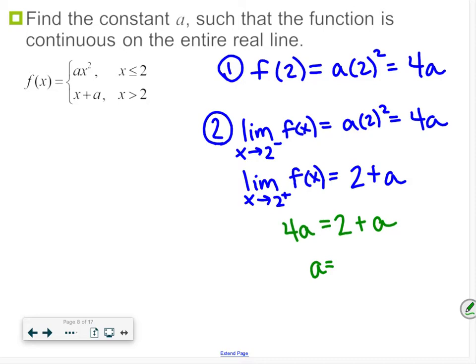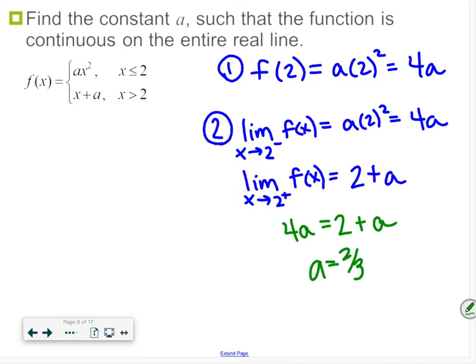What's a? Is it 2/3? Maybe it flips. Oh yeah, I did flip it. Basically, there's some numbers. It's okay, we got the calculus part. Okay, so a is 2/3.